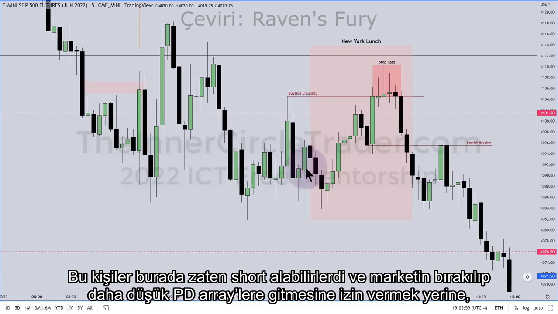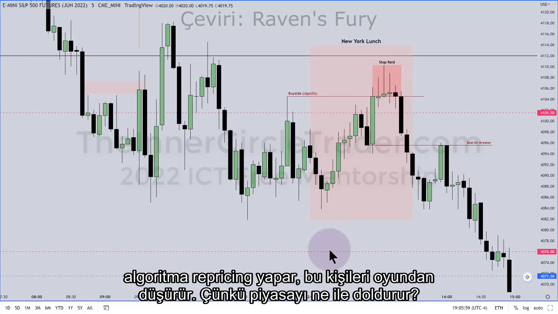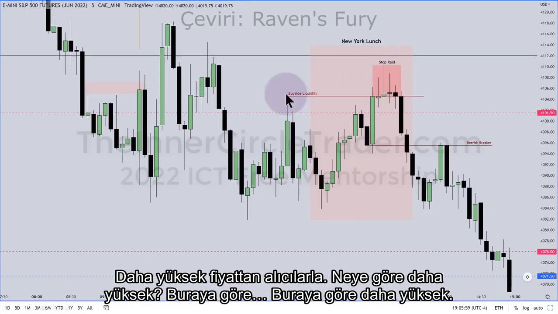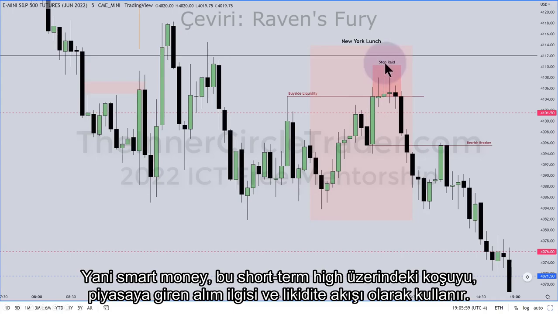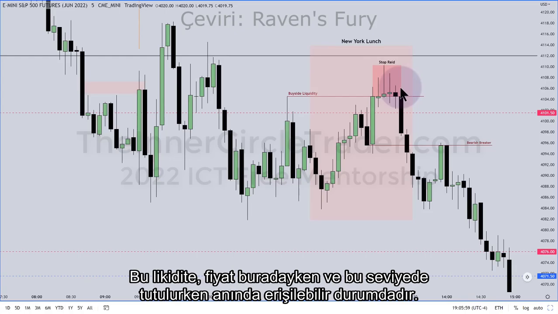And instead of letting the market release and break to a lower PV raise in a discount market, the algorithm reprices, knocks those individuals out because it floods the market with what? Buyers at a higher price. Higher than what? Than it was here. So smart money utilizes this run above this short-term high as an influx of buying interest and liquidity that's available immediately while the market's being priced here and held at that level.